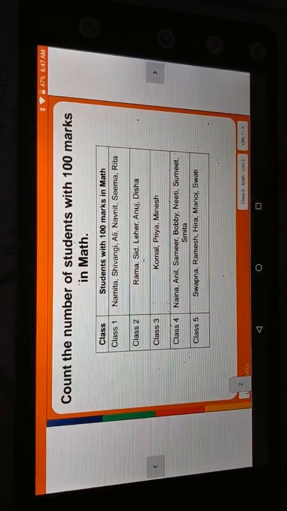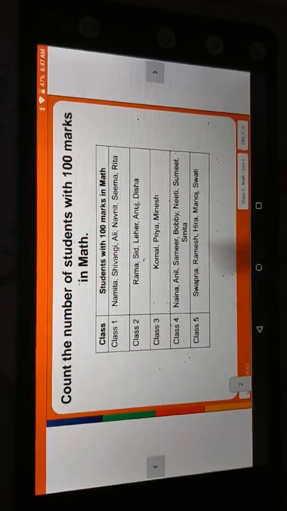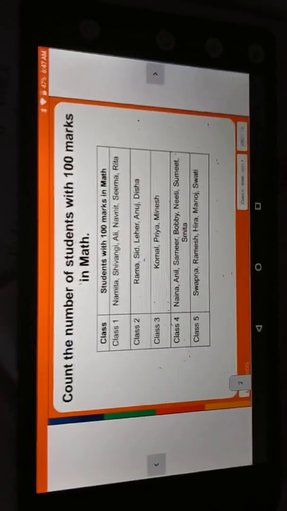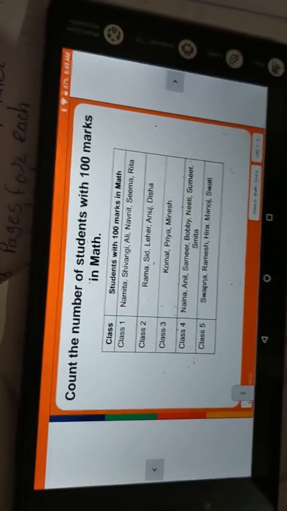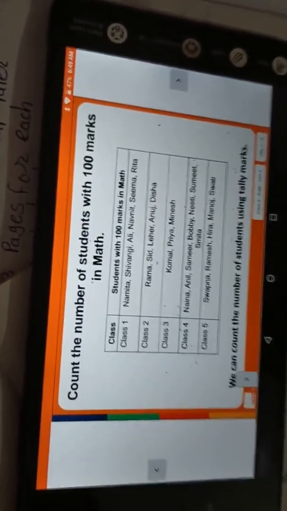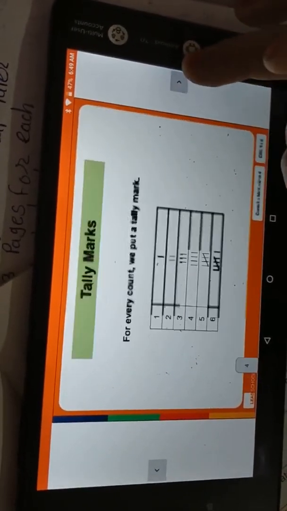Now, class students with 100 marks in the maths. कौन सा subject था students? This subject is the math subject. So now students, what do we have to do? We can count the number of students using the tally mark.